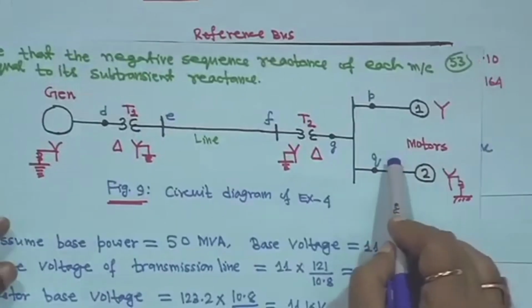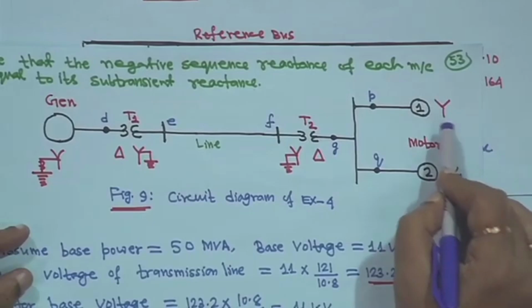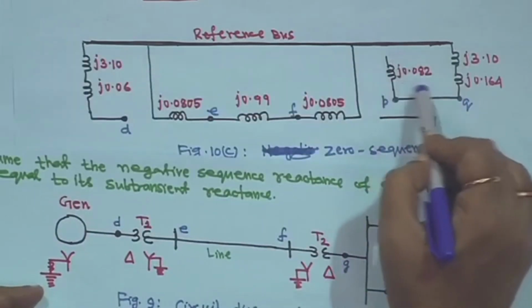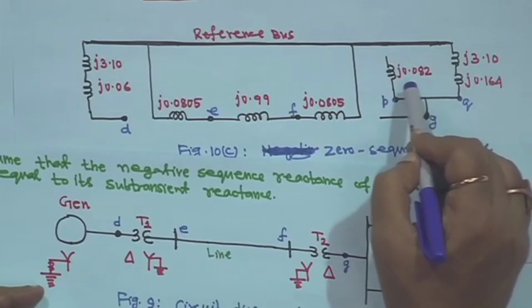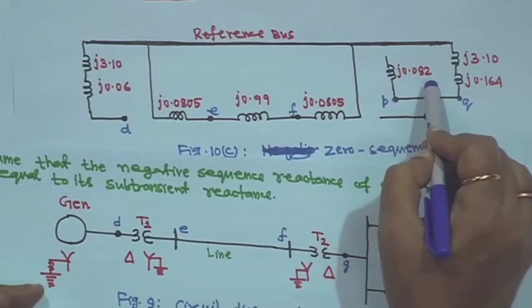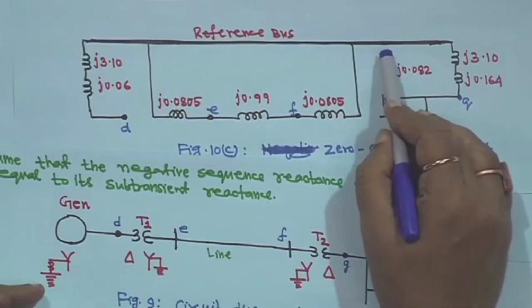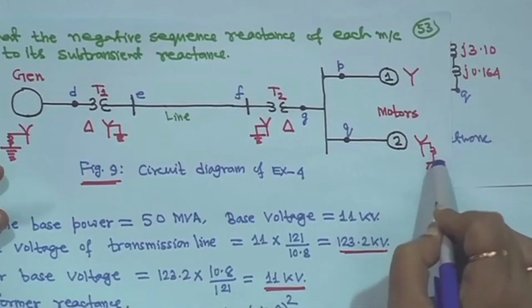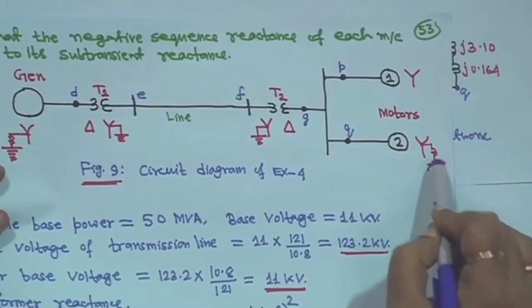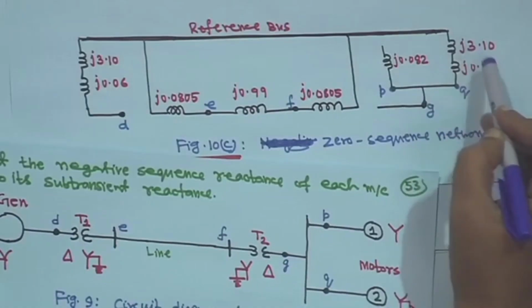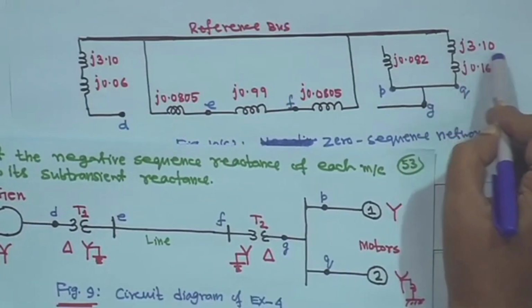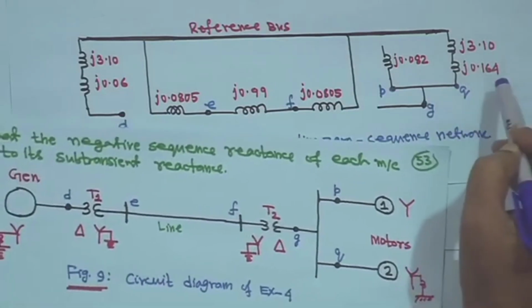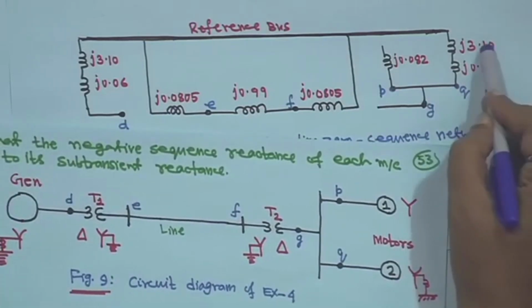Next is the motor. One motor is ungrounded, which means it will not be connected to the reference bus. This is motor 1, its zero sequence reactance is j0.082, which we have computed, but it will not connect to the reference bus because it is ungrounded. The other motor is grounded, which means it will be connected to the reference bus with 3Zn, j3.10, and its zero sequence reactance, everything is given, it is j0.164.